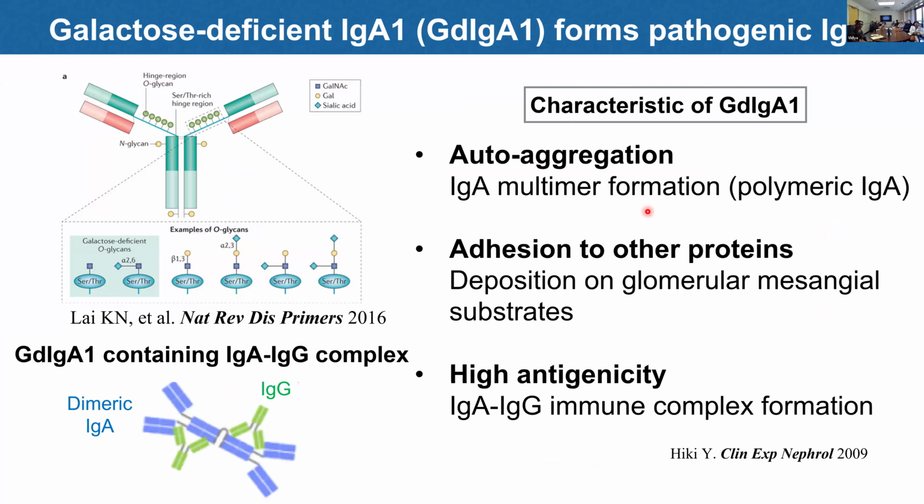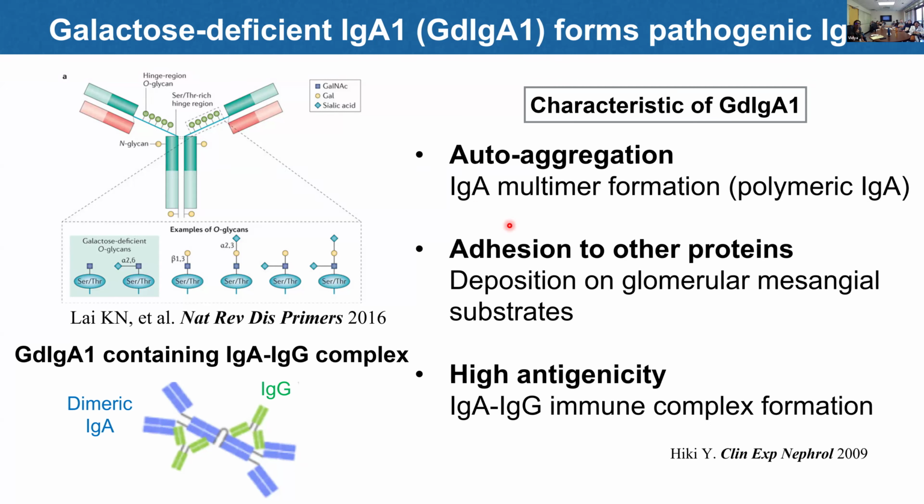So galactose-deficient IgA1, Gd-IgA1, has some pathogenic characteristics. First is auto-aggregation. Gd-IgA1 can cause IgA multimer formation. IgA usually forms a dimeric IgA, but Gd-IgA1 can form polymeric IgA with more than 3 IgAs.